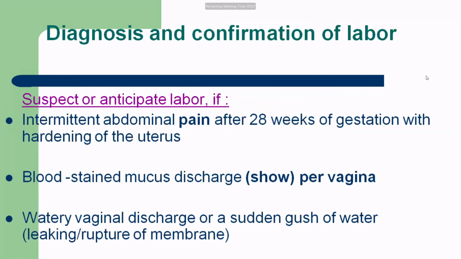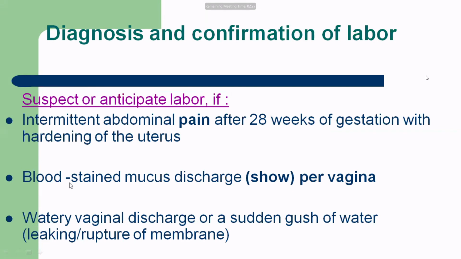So how to suspect or anticipate labor? When the woman complains of intermittent abdominal pain, you have to immediately suspect whether she is in labor, even more so if there is associated hardening of the uterus. Okay? And we say that labor has occurred when she has crossed the gestation of viability. So after 28 weeks of gestation, if she complains of intermittent abdominal pain along with hardening of the uterus, you should anticipate labor in this woman.